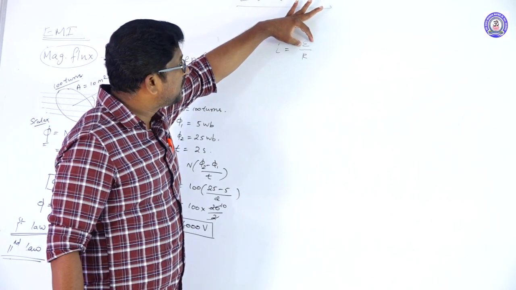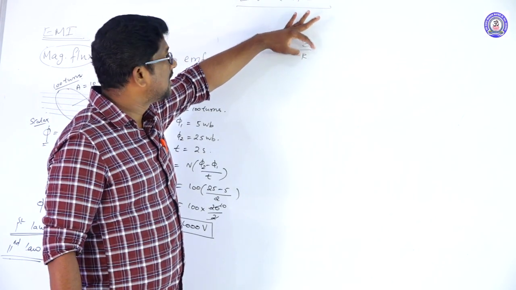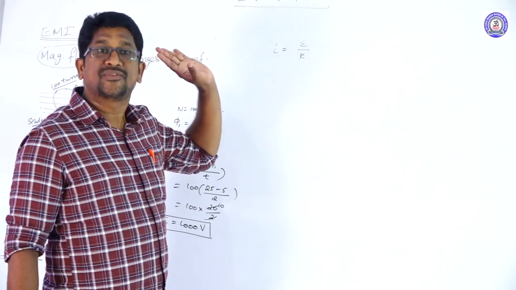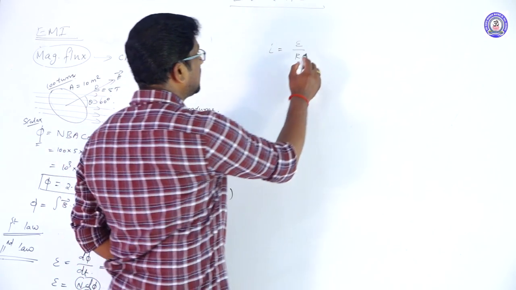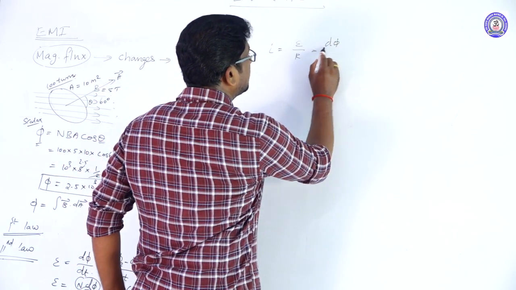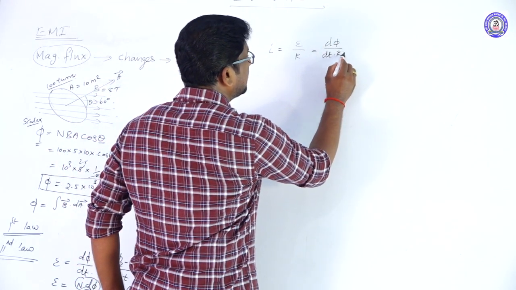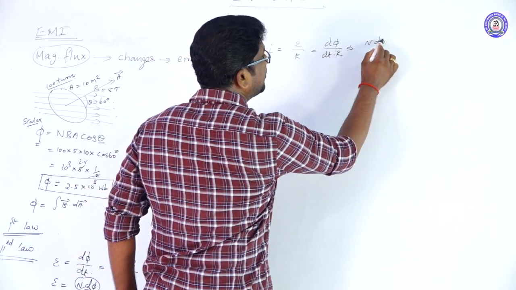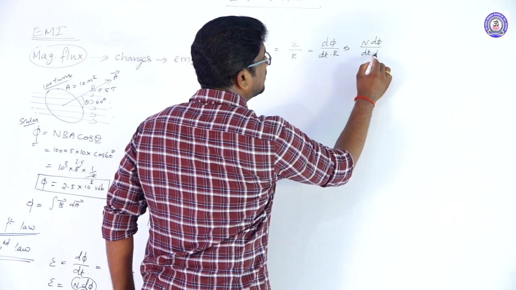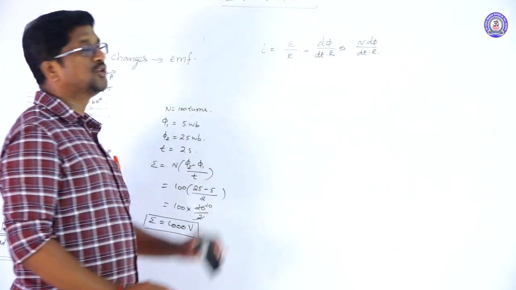If you know the EMF induced in the coil and the resistance of the coil, we can calculate the magnitude of induced current. So induced current I is equal to E divided by R, that is dΦ divided by dt into R. Suppose the coil contains N number of turns, then it is N into dΦ divided by dt into R. So this is induced current.